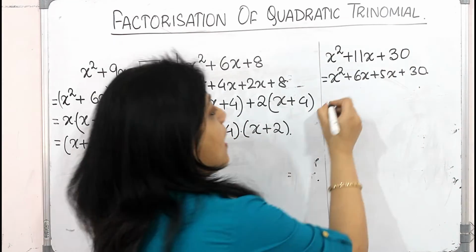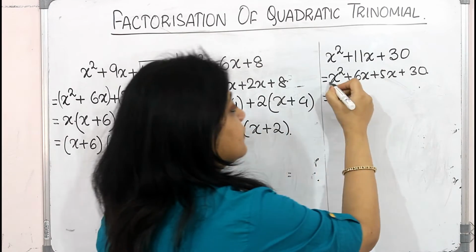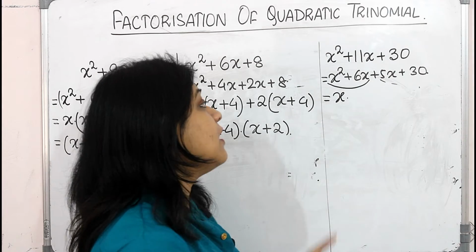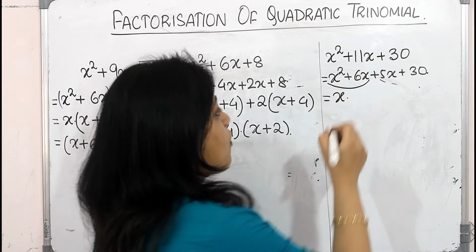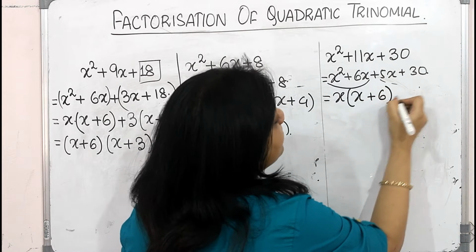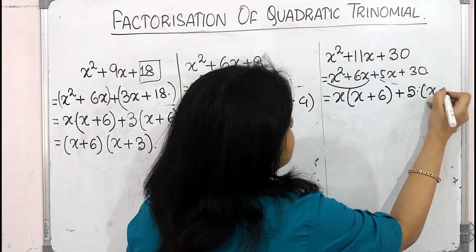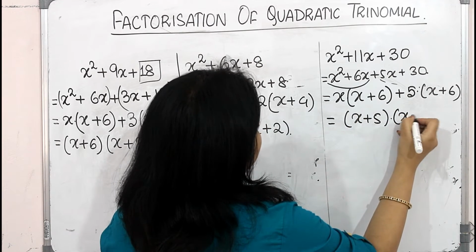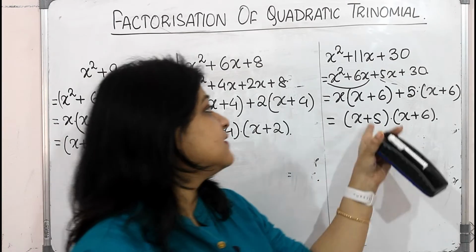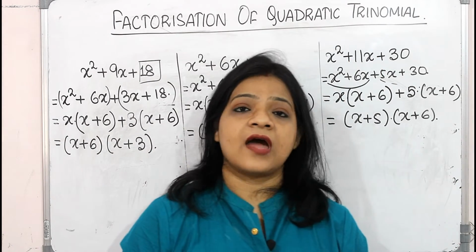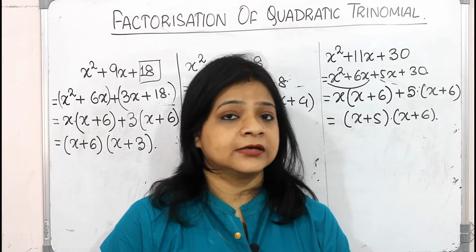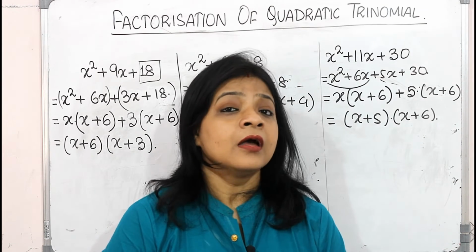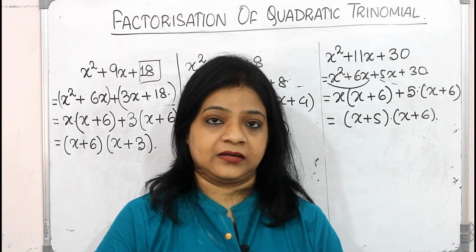Okay. So now you take the common. Here take these two terms together and try to find out the common factors. So x is common, and x plus 6 plus 5 into x plus 6. So this will give you x plus 5 into x plus 6. So these are the factors of this trinomial x squared plus 11x plus 30. So let's look into some other examples in order to get a clear concept about middle term splitting.